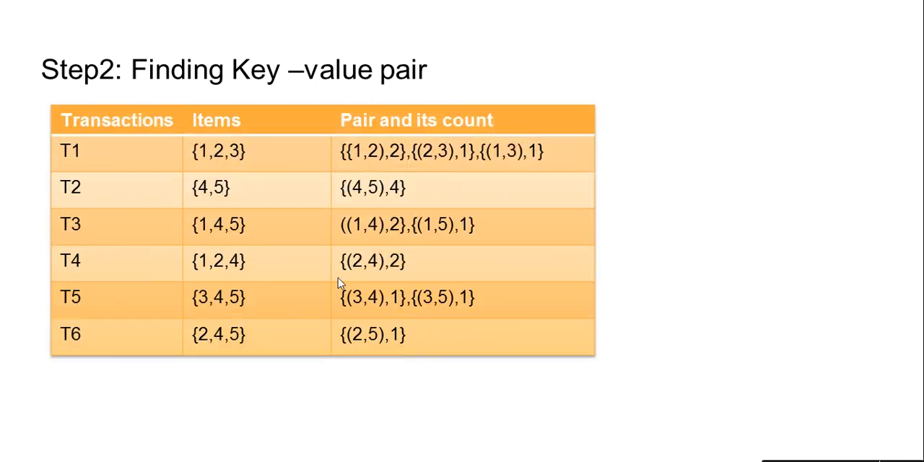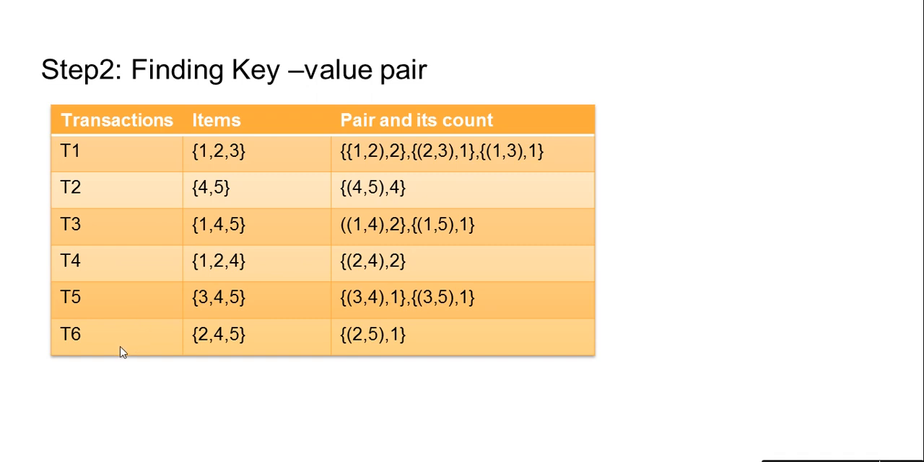Like that, I will find out for T4, which is 1, 2, but as it has already been counted in T1, we are not writing it. 2, 4 was not counted earlier, so we have written it down here. 2, 4 is required here and also in transaction T6. While 1, 4 has already been taken care of in T3, hence we are not including it. Like that you will finish T5 and T6.